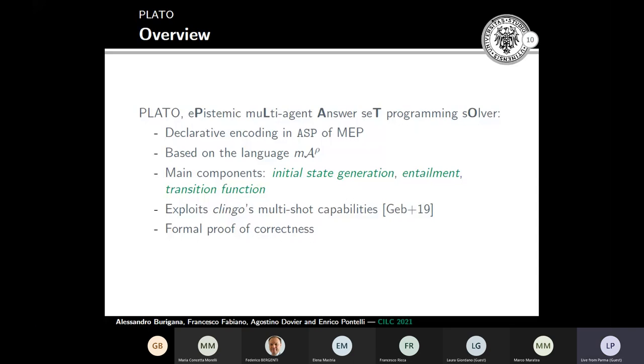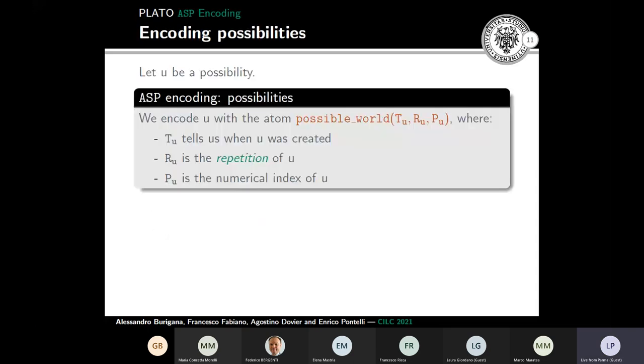So first of all, let's see how possibilities are encoded. We used the atom possible world, and we have 3 parameters: the time, the repetition, and the possibility index, the numerical index. So possibility U is given as a triple. So P is the identifier of U. T tells us when U was created, so which step of the plan U was created. And then to disambiguate between cases in which T and P are shared between multiple possibilities, we introduce this repetition R.